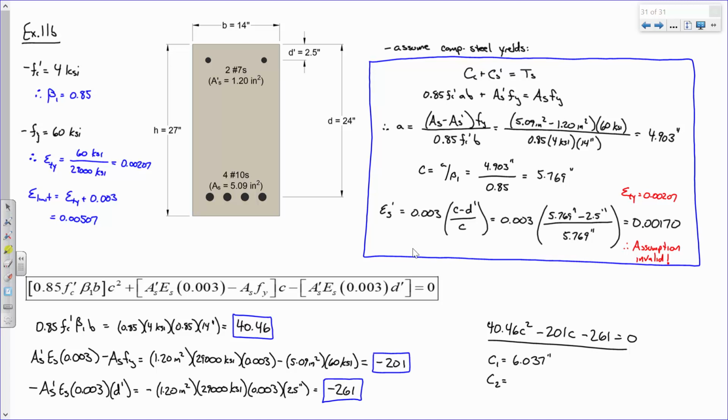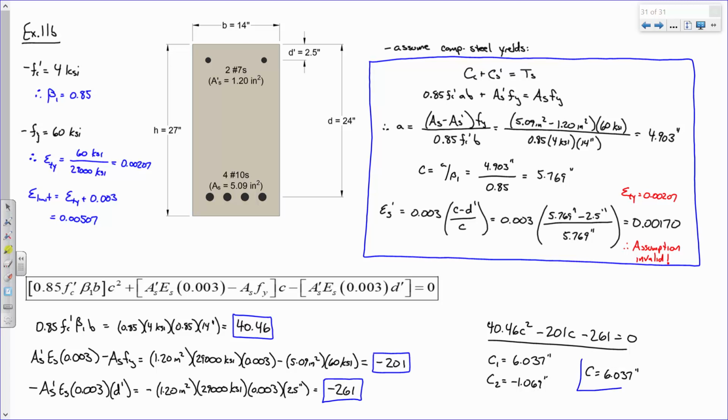6.037. Okay, the next one. Negative 1.061. Okay. Do I have a second on that? Okay. Now, let's keep in mind what we're solving for is c, right? Remember what c is? You have your strain profile, and c is the distance from the very top of the beam to the point that's zero strain. So as a result, one of these answers doesn't make any sense. And which one is that? The negative one. So our c value in this case is going to be 6.037.